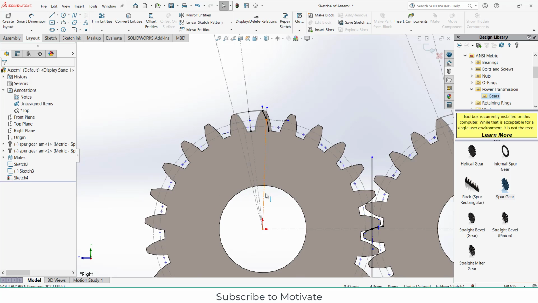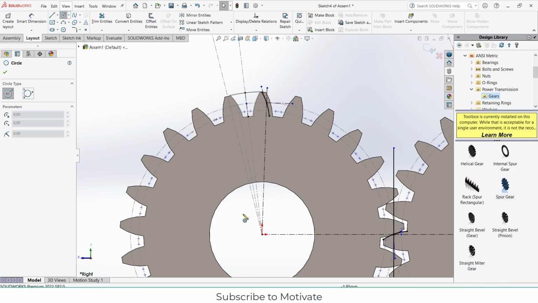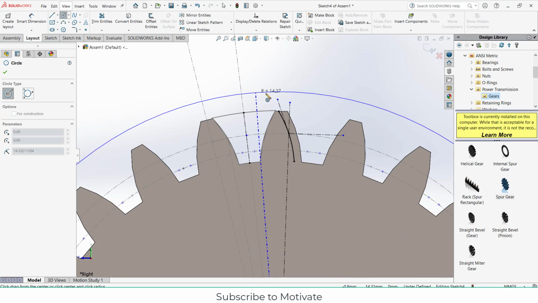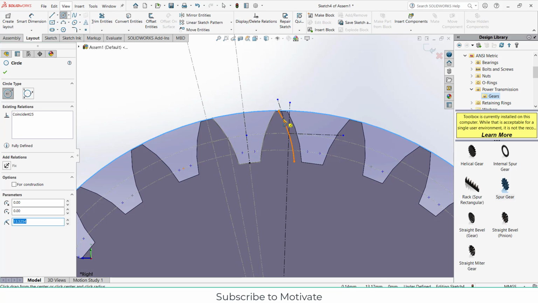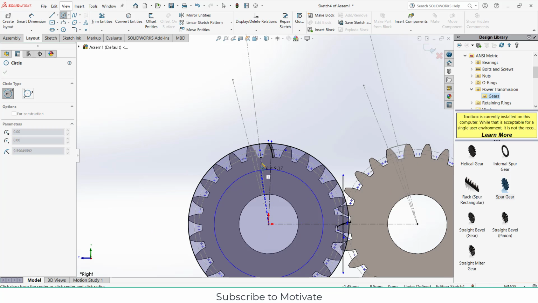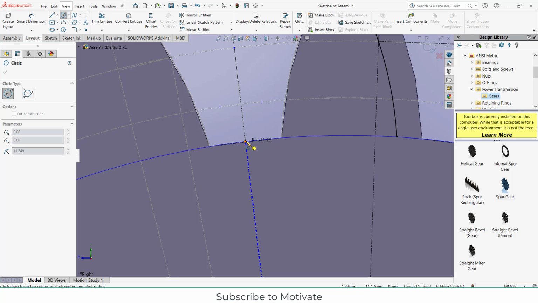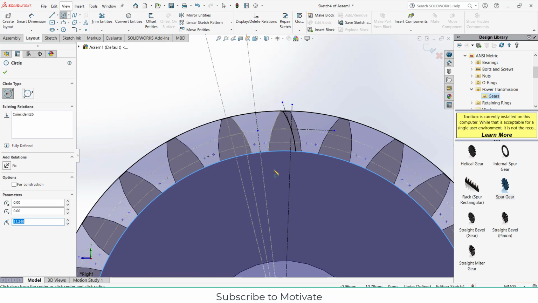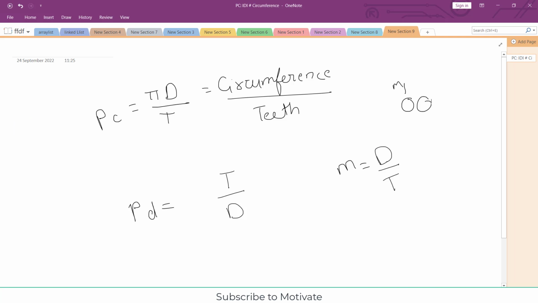And what is the addendum circle? The addendum circle is from the center to the top of the gear. Similarly, from the center to the bottom of the gear, it is called the dedendum circle.